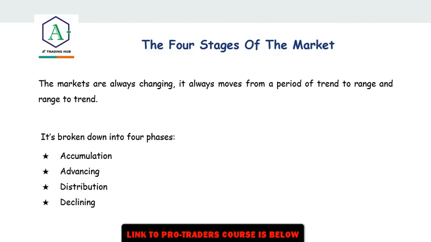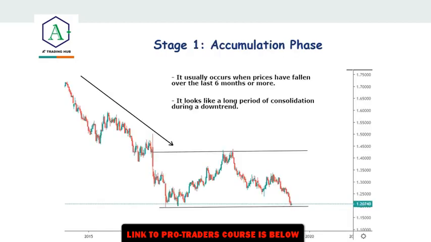These stages are broken down into four. We have the accumulation phase, the advancing phase, the distribution phase and the declining phase. But first, let's start with the accumulation phase. The accumulation phase usually occurs when prices have fallen over the last 6 months or more. It looks like a long period of consolidation during a downtrend.